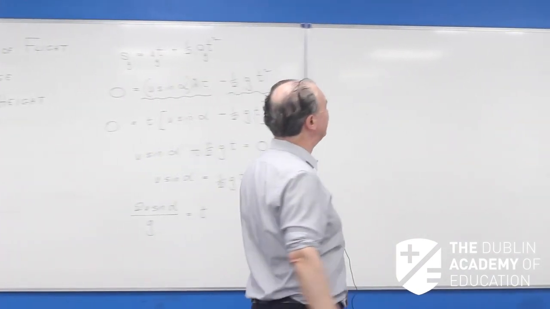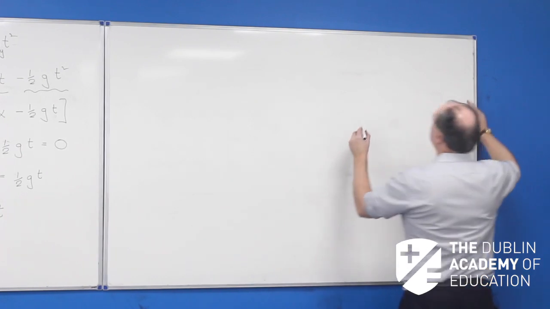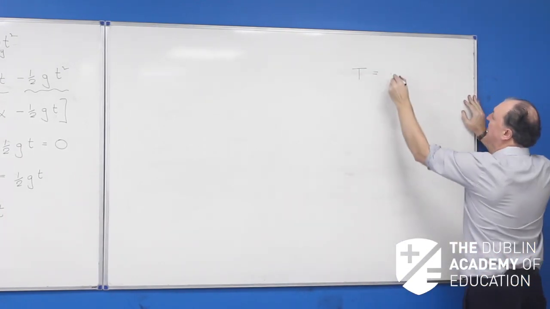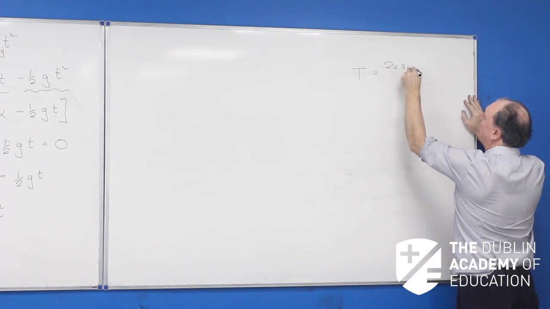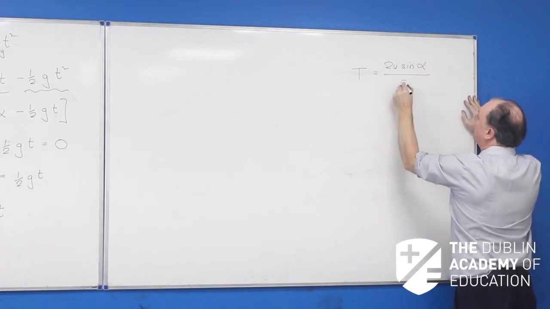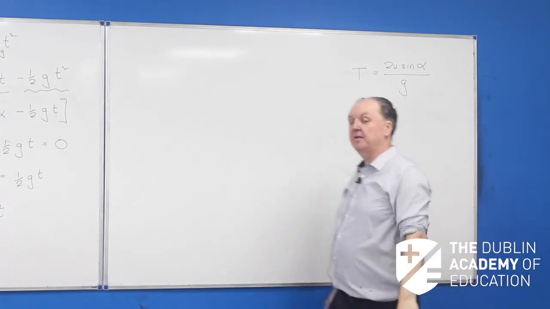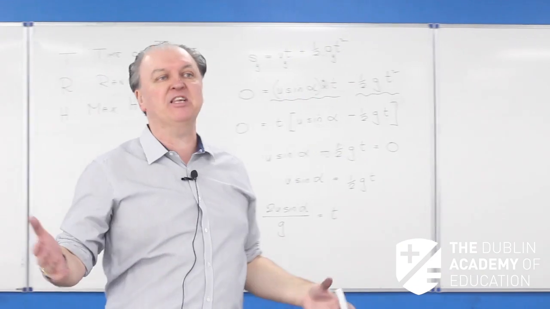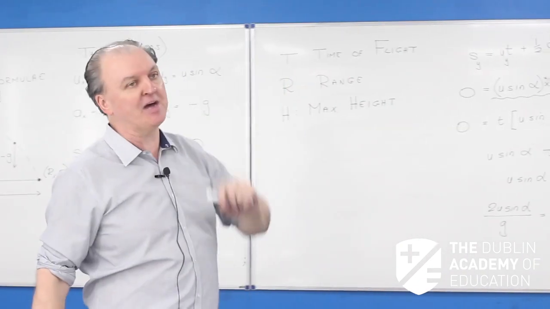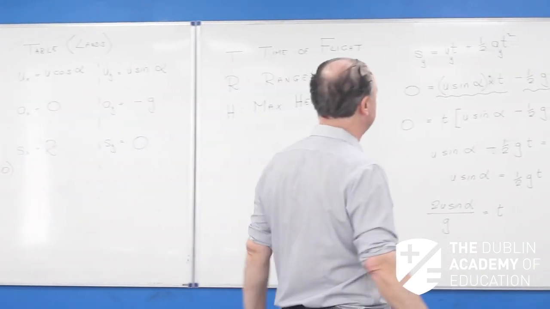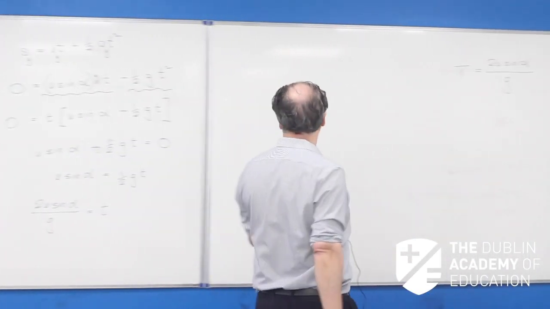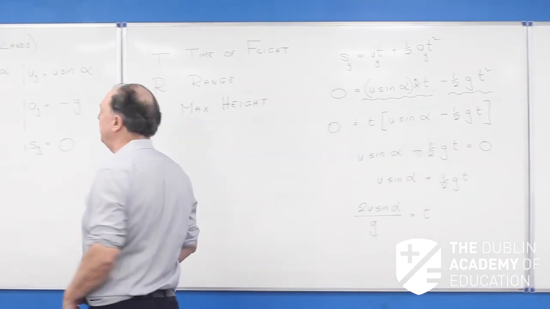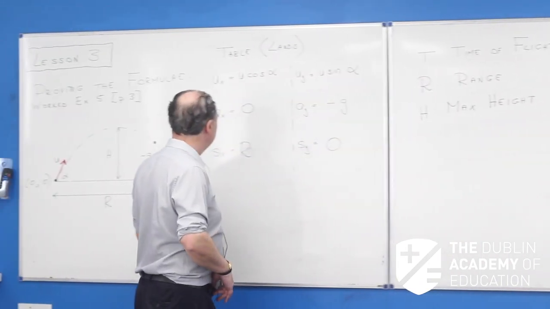Let me write all the formulae down over here. So the time of flight T is 2u sine alpha divided by g. Now, they actually never ask you to prove the time of flight, but in order to prove the next thing that they do ask, you need the time of flight. You always need the time in these questions. What they will ask you to do is find the range, an expression, a formula for the range.